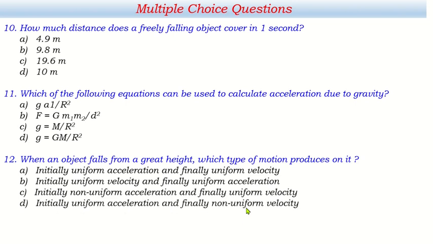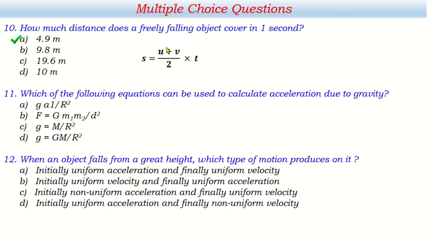Okay, now let's have question number 10. How much distance does a freely falling object cover in 1 second? You may be confused with this 9.8 meter. No, this is incorrect. The correct answer is 4.9 meter. But why? Do you know this equation? This is one of the equations of motion, S equal to (U plus V) by 2 into T. If we apply this equation, you can understand very easily.